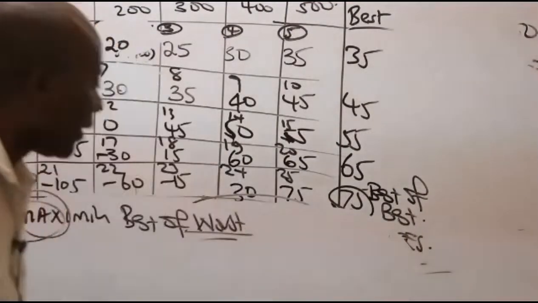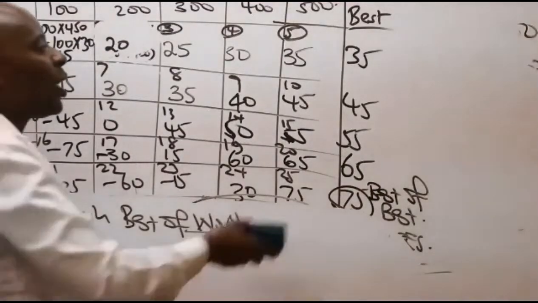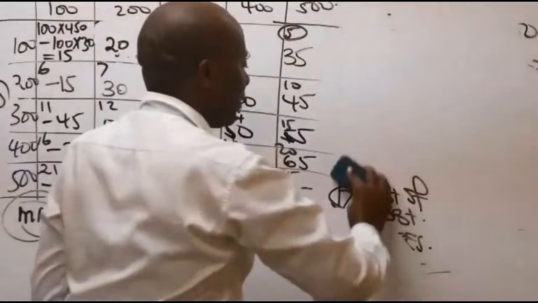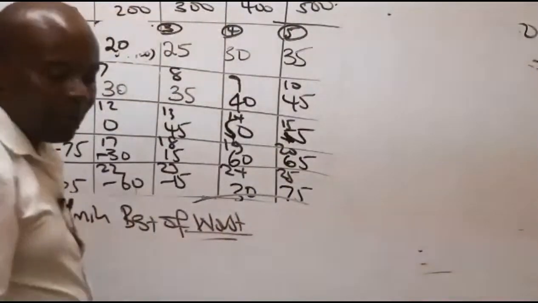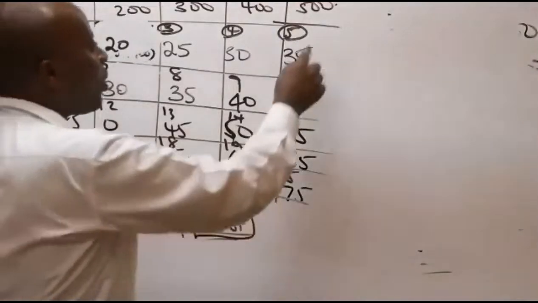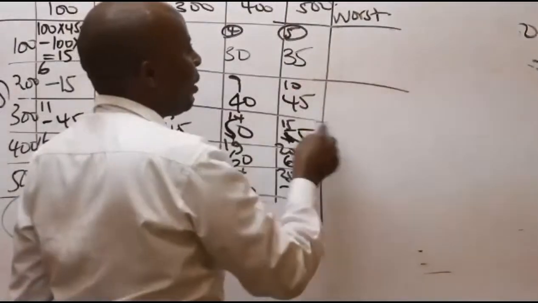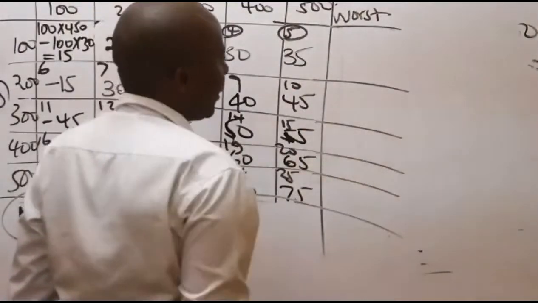Best of the worst. And then, ladies and gentlemen, what I'm supposed to do is create a column here for worst. So we need to start with worst. Create a column here for worst.